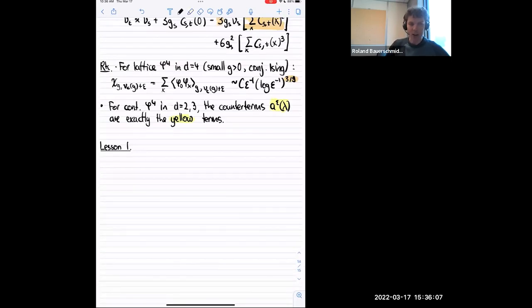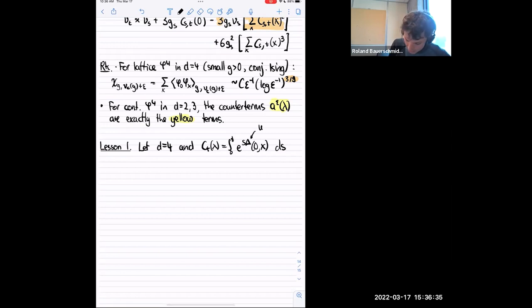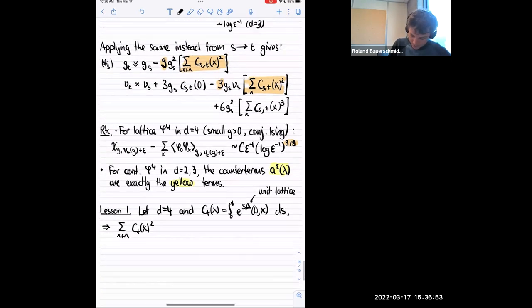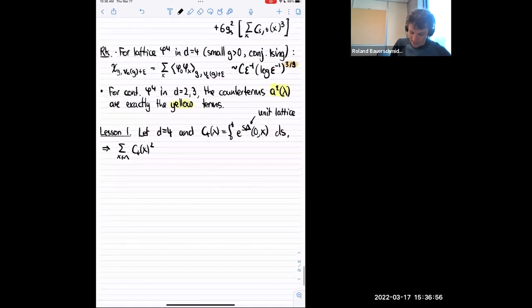Okay, so let me try to draw three lessons from this computation. The first one: I'm focusing on this four-dimensional case, on the unit lattice, and CT is, for concreteness, I'm always using this heat kernel regularized covariance, but it really doesn't matter. And now this is the unit lattice Laplacian. Well, then this term CTX squared, the orange term, in other words. Well, it's the orange term if we set S equal to zero.